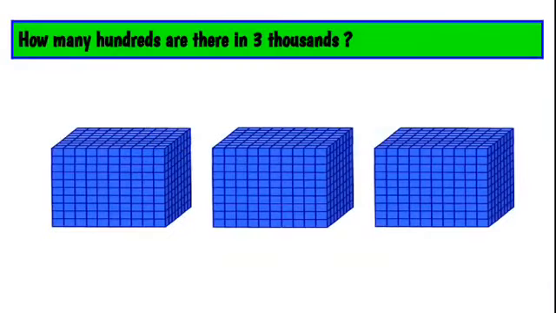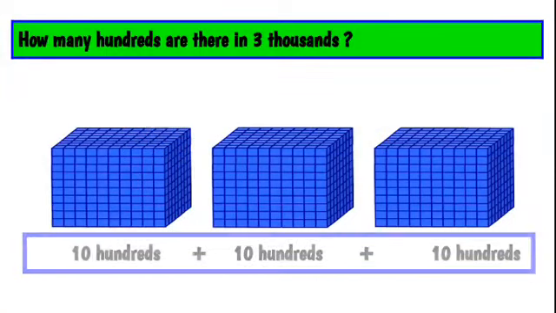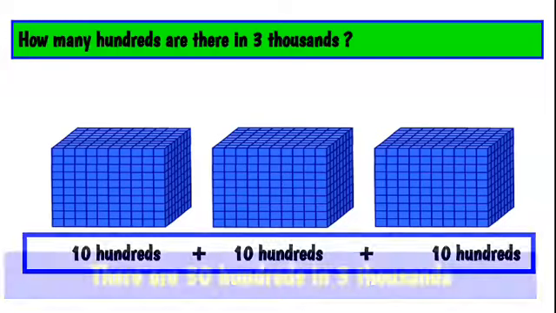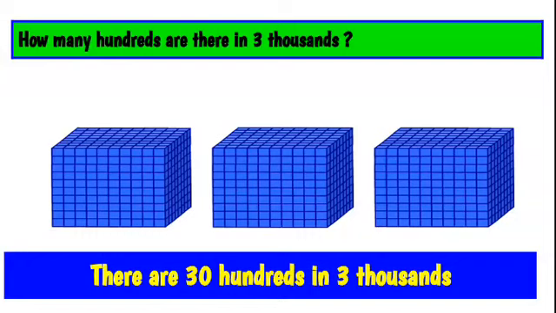Another example. How many hundreds are there in 3,000s? There are 10 hundreds in 1,000. And we have 3,000. So 10 hundreds in the first 1,000, 10 hundreds in the second 1,000, and 10 hundreds in the third 1,000. So there are 30 hundreds in 3,000s.